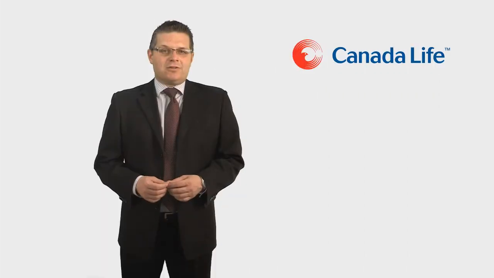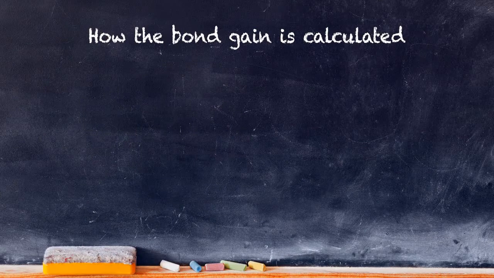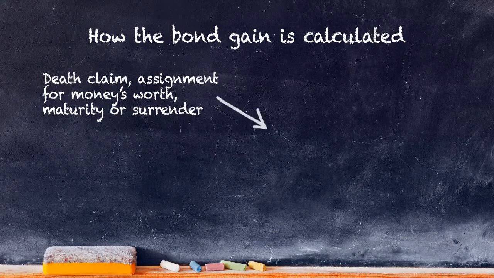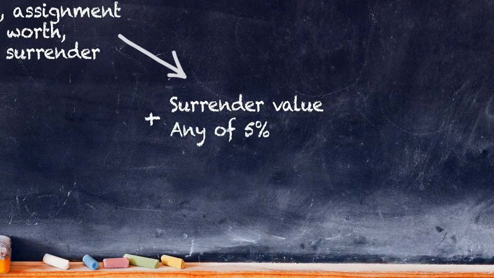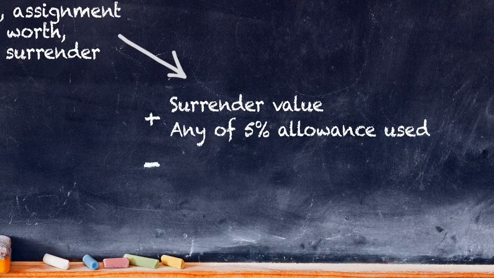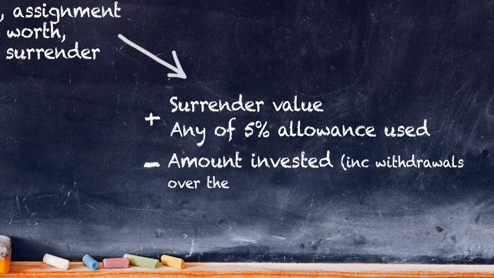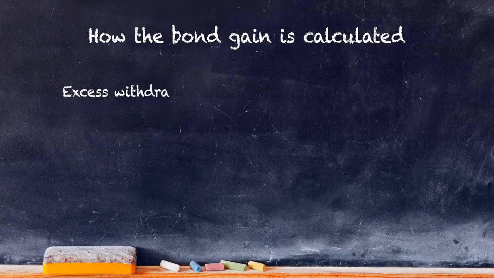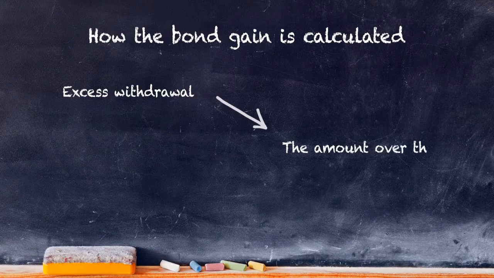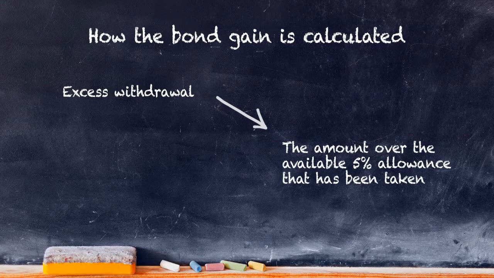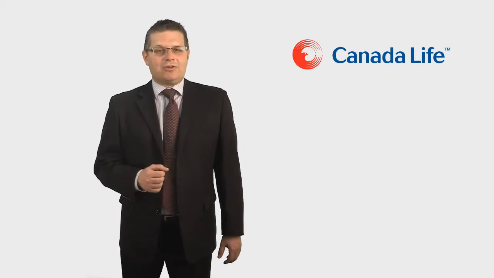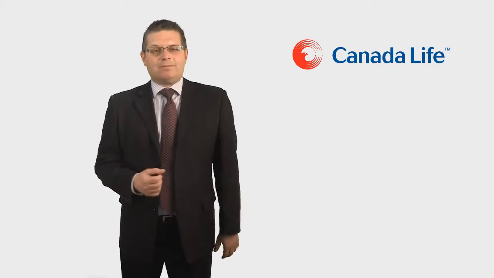When one of these events occurs, the profit or gain from the bond is calculated. For a death claim, assignment for money or money's worth, a maturity or surrender, we take the amount of the surrender value plus any of the 5% allowance that has been used. We then deduct the amount invested plus any previous withdrawals over the 5% allowance. This gain is then chargeable in the tax year in which it occurs. For an excess withdrawal, it is much easier. It is just the amount over the available cumulative 5% allowance that has been taken. And as the bond is still in force, it is assessable in the tax year of the next policy anniversary. This could be the current tax year or the next one.